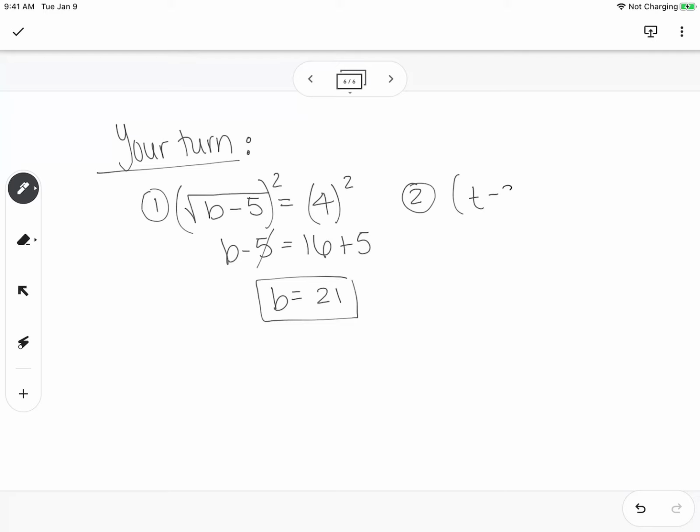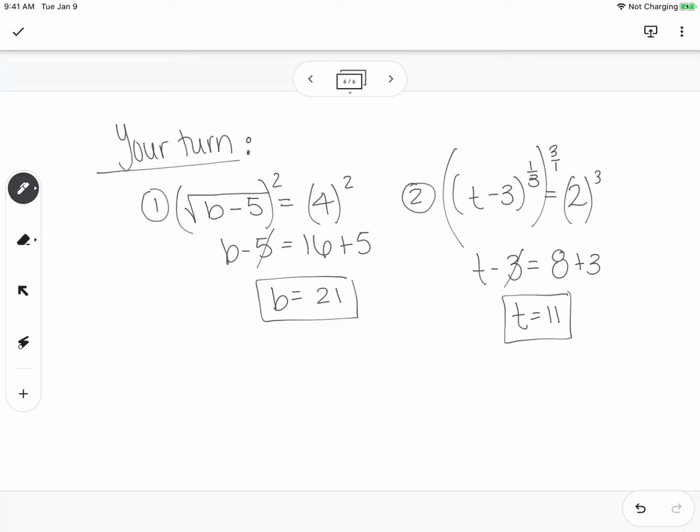T minus 3 to the 1/3 power equals 2. Pause the video, work that problem out, and then unpause it and see if you got it right. All right, so we are back here. It's already isolated, so I'm ready to get rid of that third. The reciprocal is 3/1, which is the same thing as 3. So t minus 3 falls out. 2 to the 3rd power is 8. Add the 3 to solve it, and I get 11. So hopefully you ended up with 11 there.